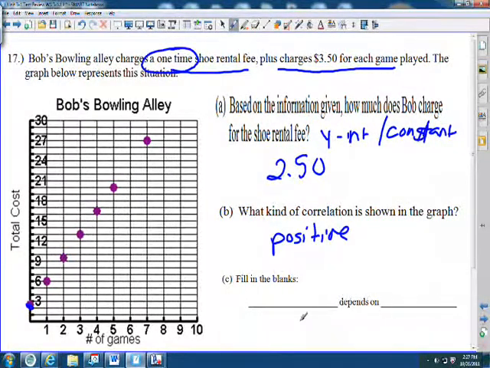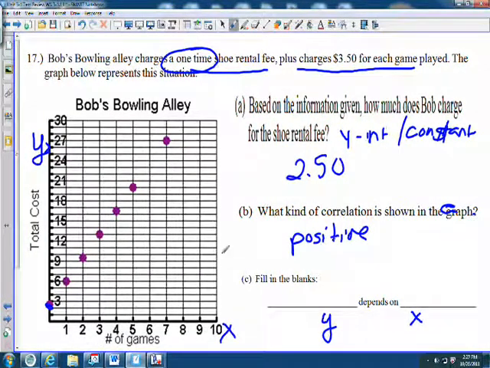Now, it says fill in the blank. Blank depends on blank. You guys need to remember y depends on x from our previous units. Here's x, and here's y. So y is total cost. Total cost depends on the x, which is the number of games. Okay, next.